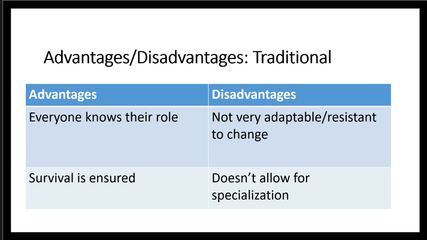What if a woman could hunt better than a man? If we're looking way back in time, she doesn't have the opportunity to do that. What if a man does some jobs at home better than a woman? So specialization just doesn't occur, and that's one of the reasons why they're not very efficient. So those are advantages and disadvantages as far as traditional.